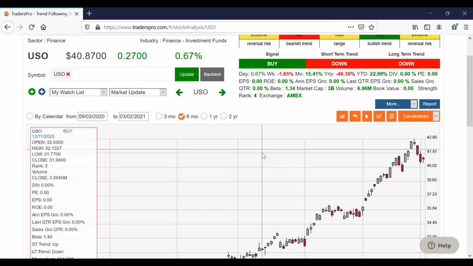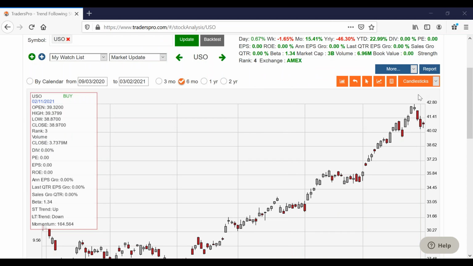Oil, been in an uptrend. What kind of jumps out here? Well, you pulled back, but notice how we pulled back. It was a sharp pullback.